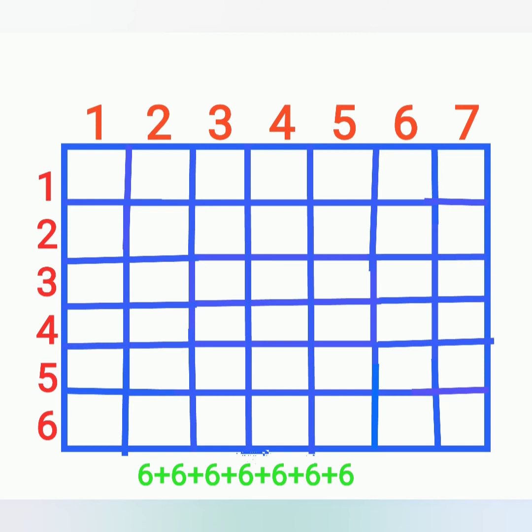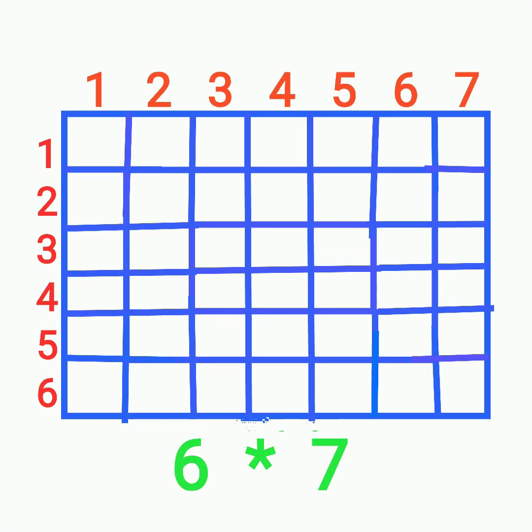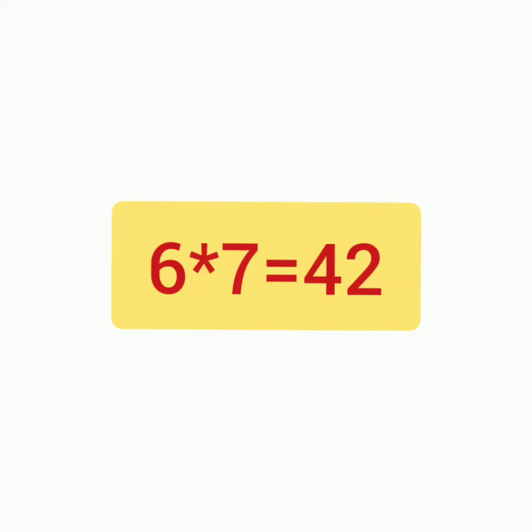The second method involves counting the number of boxes in one column and in one row and multiplying them to get the quick answer. As you can see, there are 6 boxes in each column and 7 boxes in each row. So we can simply multiply them. If you know the table of 6, you can easily and quickly get the answer. The answer is 42.